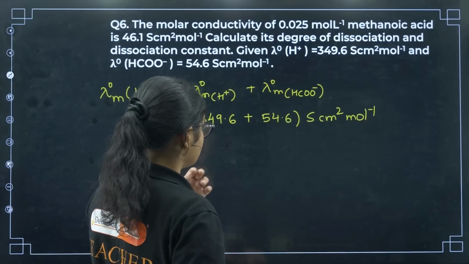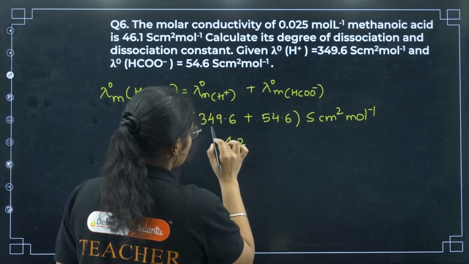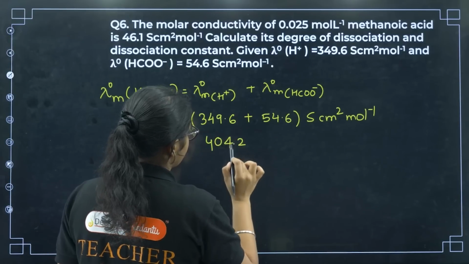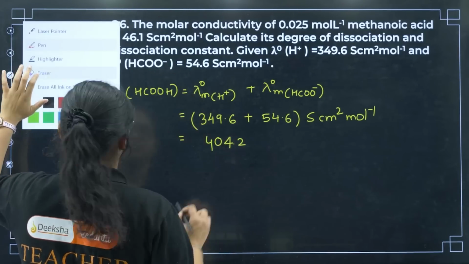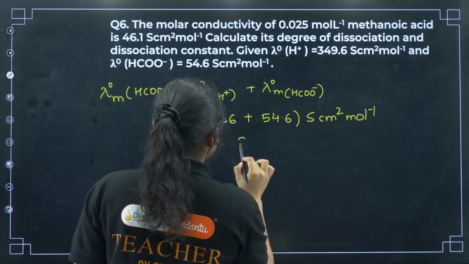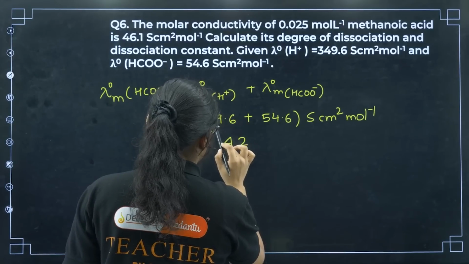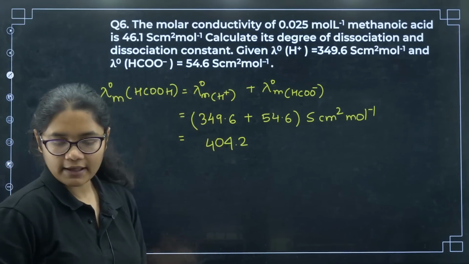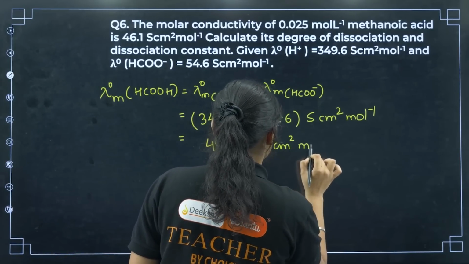Next, if I add these, I will get 6 plus 6 is 12, 9 plus 1 is 10 plus 4 is 14, 5 plus 4 is 9 plus 1 is 10, and 4, right? I'll get 404.2. No, sorry, I have done the wrong addition here. Just a minute. 6 plus 6 is 12, 9 plus 1 is 10 plus 4 is 14, then 5 plus 4 is 9 plus 1 is 10. Yes, 404.2 S centimeter square mole inverse.